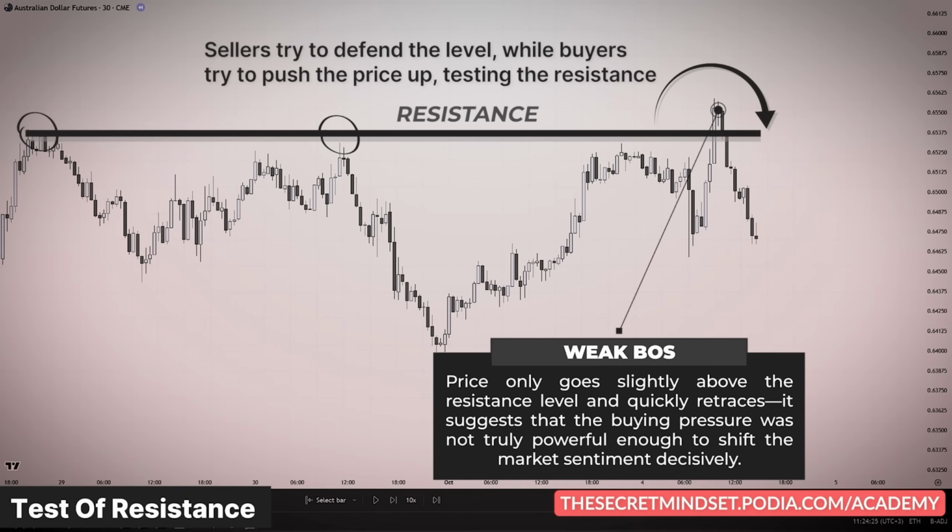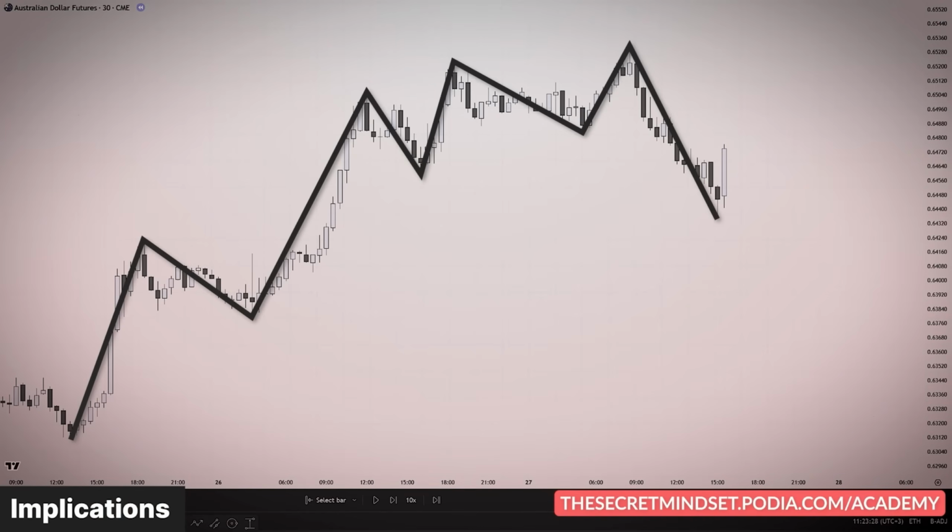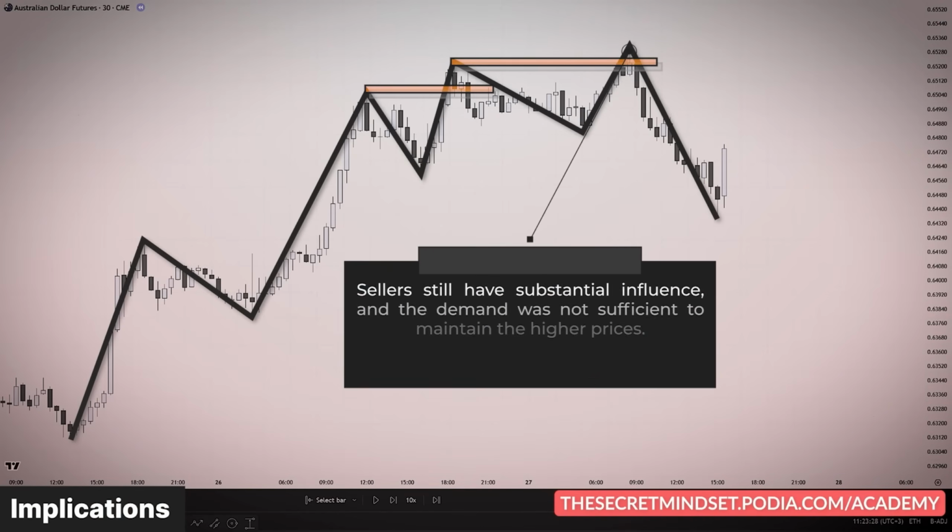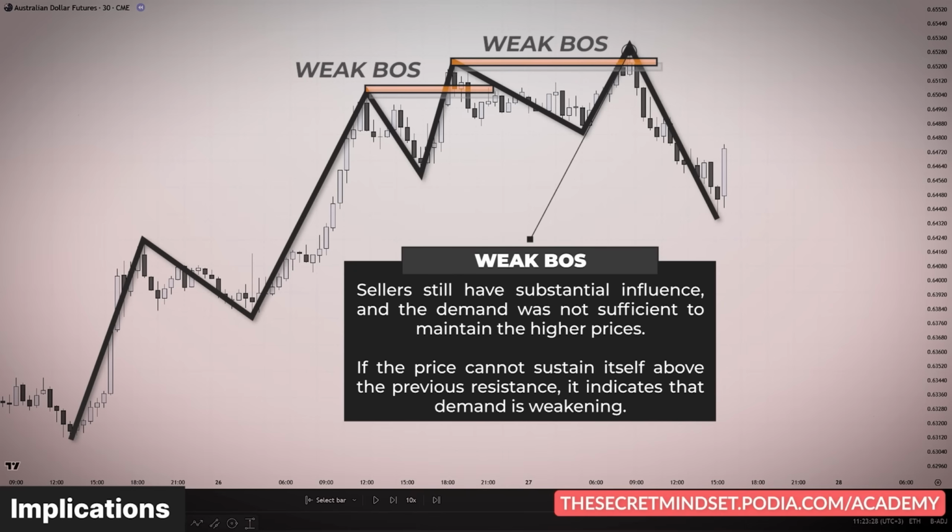However, if this break is weak, meaning it only goes slightly above the resistance level and quickly retraces, it suggests that the buying pressure was not truly powerful enough to shift the market sentiment decisively. The sellers still have substantial influence, and the demand was not sufficient to maintain the higher prices. If the price cannot sustain itself above the previous resistance, it indicates that demand is weakening. The price often falls back to lower levels as sellers regain control and buyers withdraw, waiting for more favorable conditions.